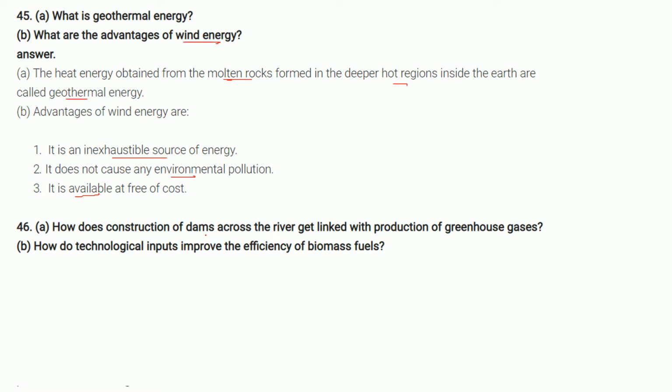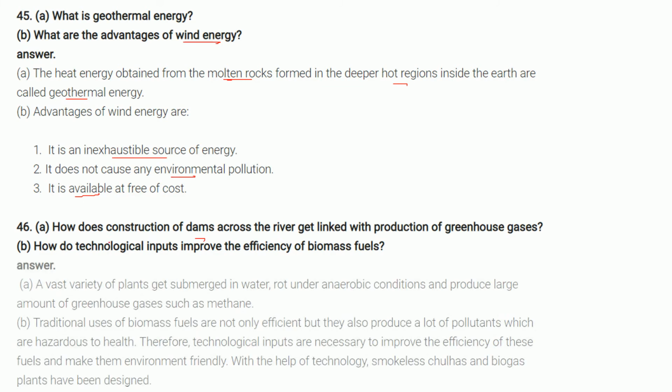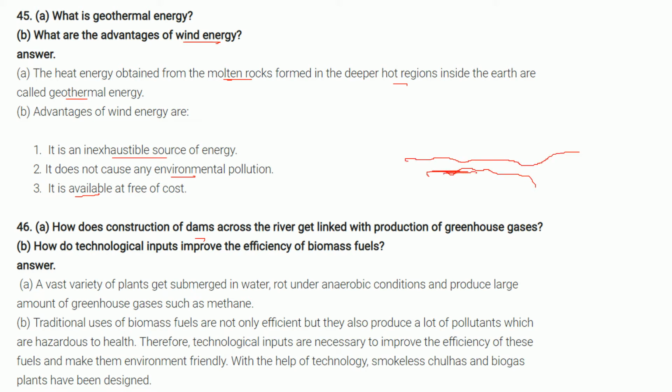How does construction of a dam across the river get linked with the production of greenhouse gases? See, a vast variety of plants get submerged in water. If this is the land and water comes, the flora and fauna here, meaning animals and plants, are not able to survive inside, they are not aquatic, so they are not able to survive below water. So a vast variety of plants get submerged in water, they rot or degrade under anaerobic conditions, and it produces a large amount of greenhouse gases like methane.